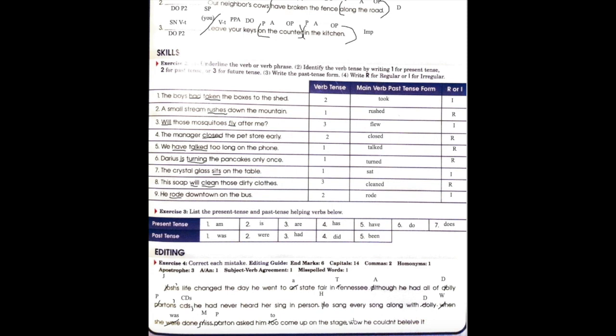And then let's capitalize the next word because it's the first word of a sentence. Wow. Well, that is an interjection. So let's put an exclamation point at the end of it. Wow. He couldn't believe it. Let's capitalize he because it's the first word of the sentence.